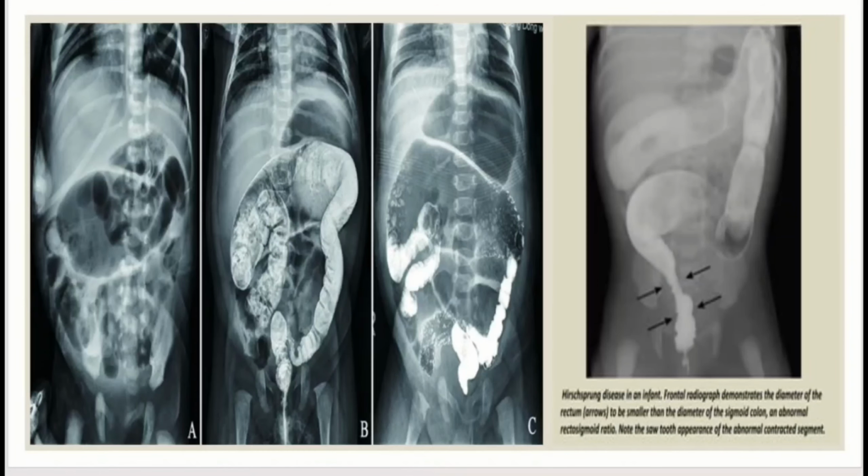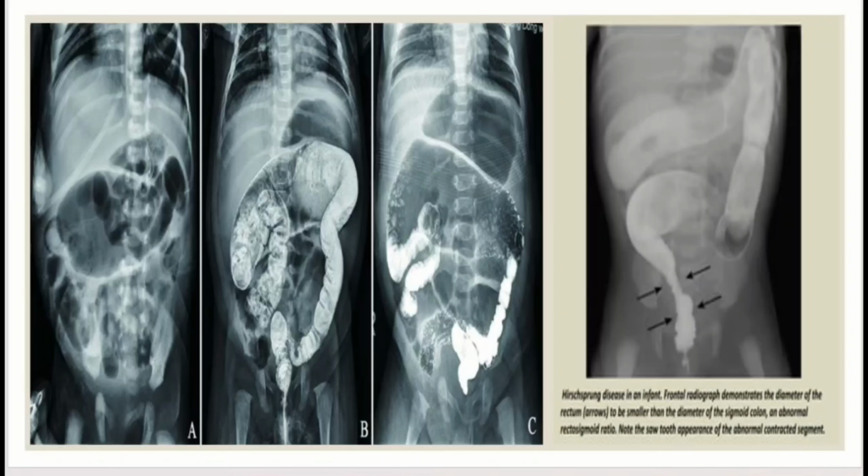So this is a radiological investigation diagram showing the dilated bowel loops, gas-filled abdomen. In the next picture, you can see the black arrow showing the junction between the normal and abnormal intestine, the collapsed bowel loop, and proximally distended bowel loops.